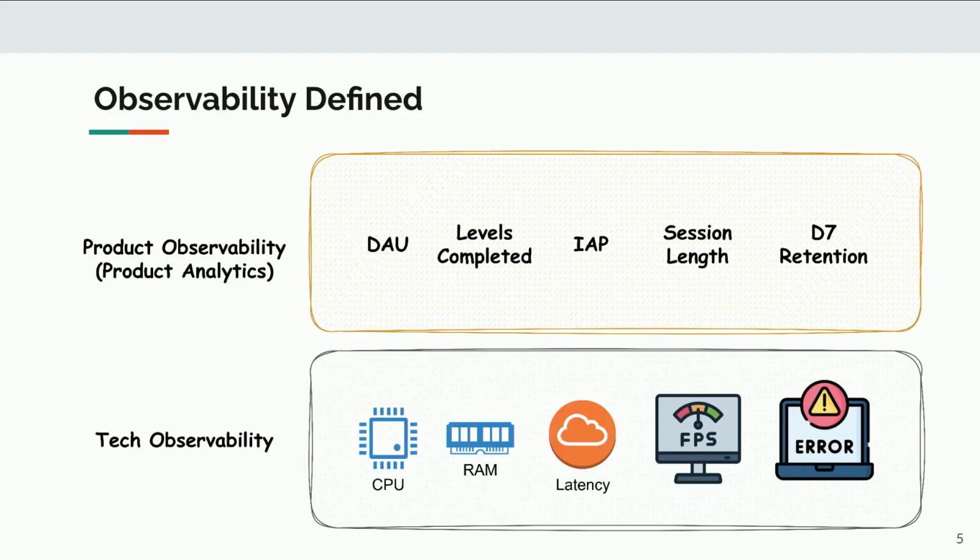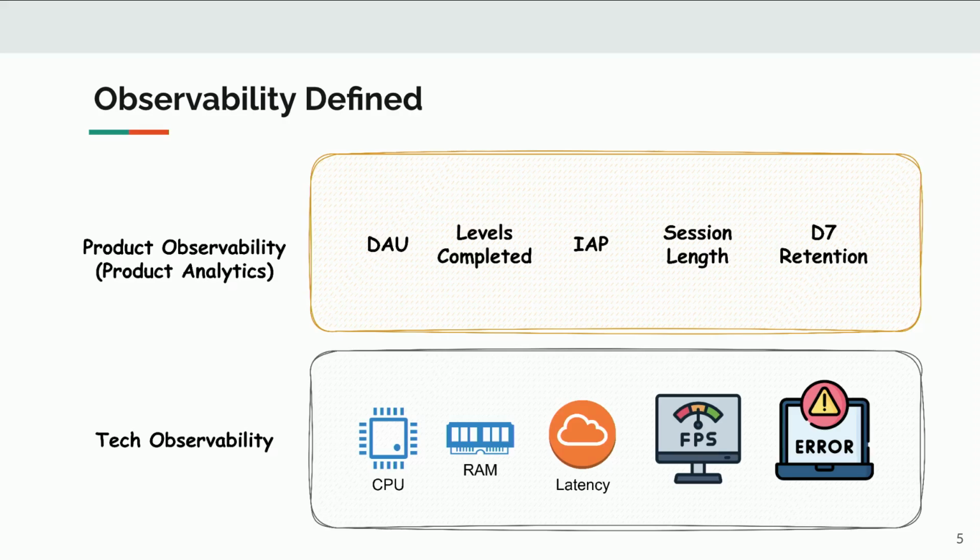So let's take a step back. Let's define what observability is. I would say there are two main aspects to observability. At the top, we have product observability. Product observability, more commonly known as product analytics, maybe in our spaces, is things that matter about our business.